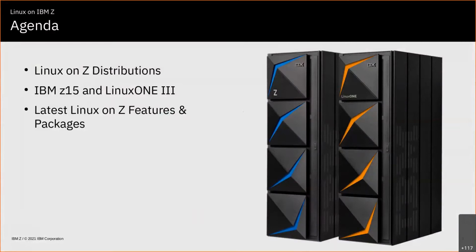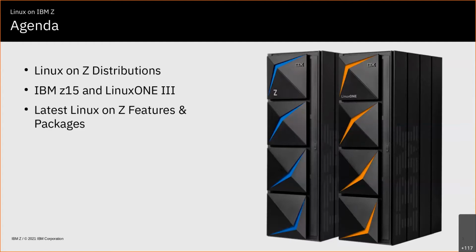First, we'll take a look at the current LinuxONE Z distributions, and I'll give you some pointers here. Then we take a look at the IBM Z15 and LinuxONE 3 models, and in particular the hardware features and how they are exploited with LinuxONE Z. And finally, and that's probably the biggest part, we'll take a look at the latest LinuxONE Z features and packages. That should give you a nice roundup here.